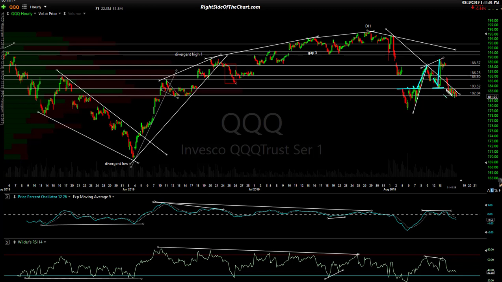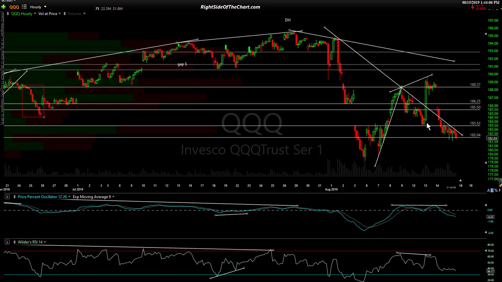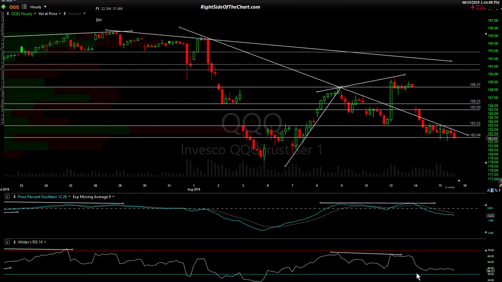Then once broken, rallied again. But now we broke it, and you can see if you zoom in tight, support once broken becomes resistance. These are 60-minute candles, and since we broke below it, we've had 6 consecutive candles, and then a 7th.